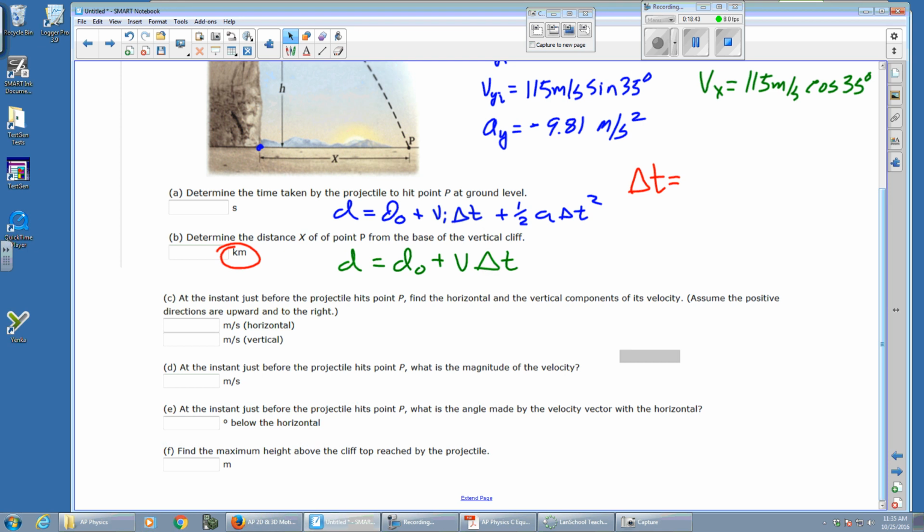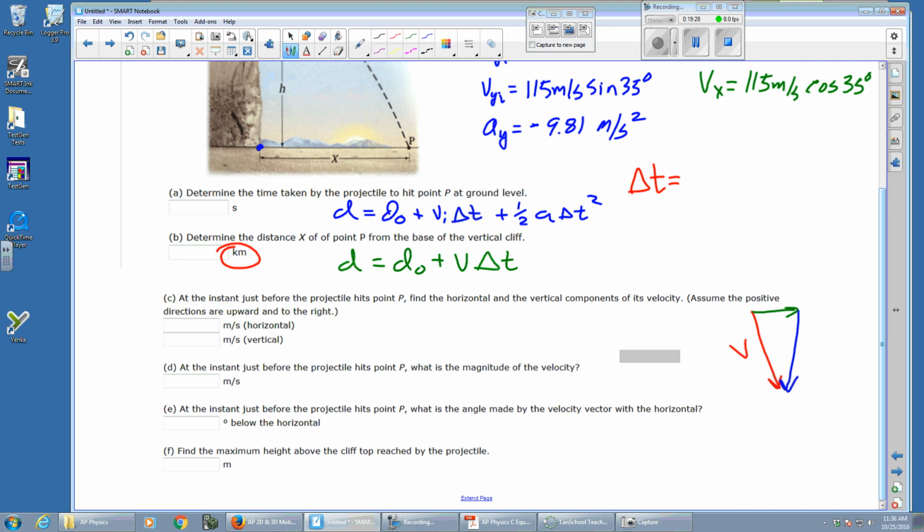Okay. So C, we're going to have horizontal and vertical components. If I was to draw what it would look like, it's going to be coming down like this. Now, this is where I'm going to look ahead. What angle is made by the velocity vector with the horizontal? So I'm going to pick to represent my vector this way, that way I don't have to redraw it when I want to do question E.